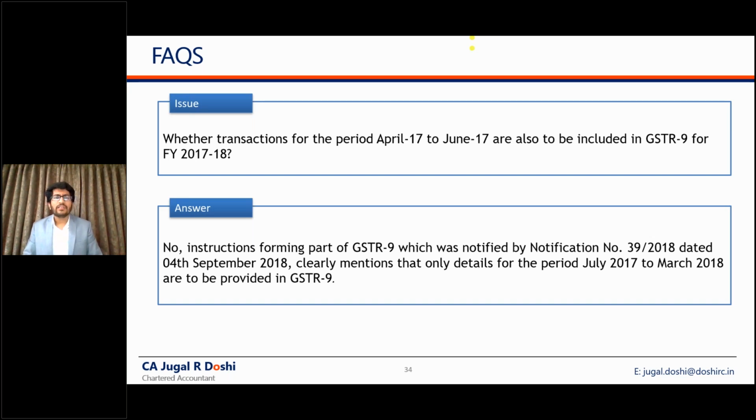For 17-18, there was an issue of whether transactions for the period April 17 to June 17 are to be included in GSTR 9, and the answer is no. GSTR 9 is only for the period of July to March. Also, in an earlier video, we saw that GSTR 9 is only for the period for which you are registered as a normal taxpayer. So if I was under the composition scheme from July to September, then GSTR 9 would be only for the period of October to March. That is the period when I am under the normal mechanism.